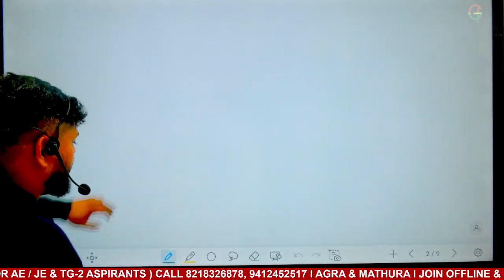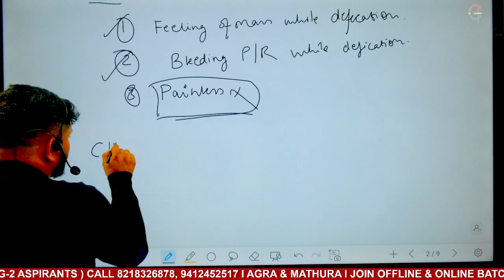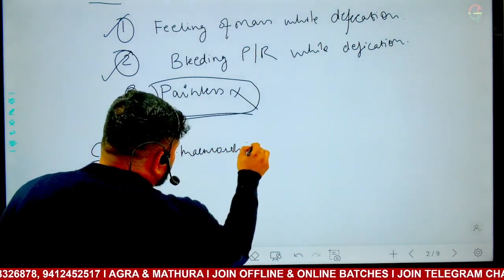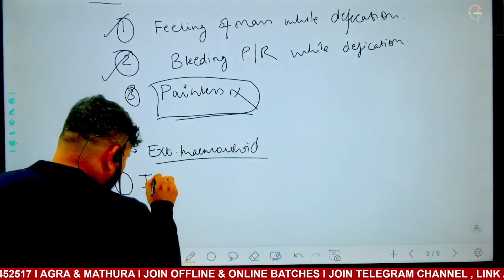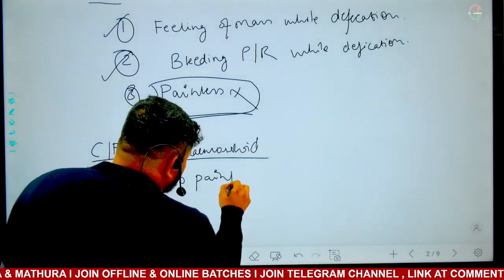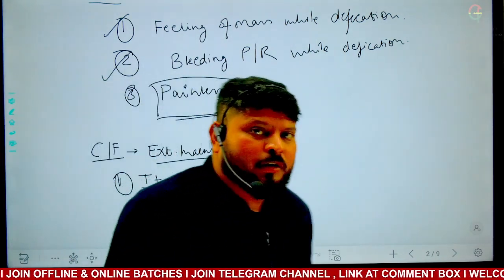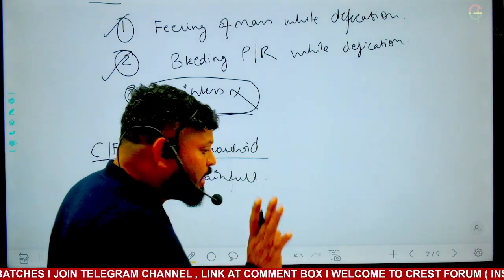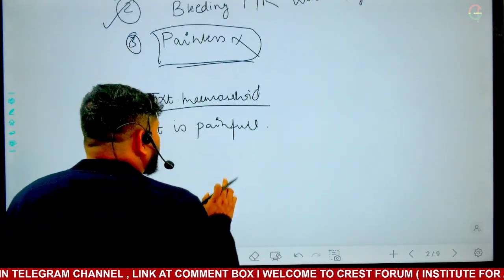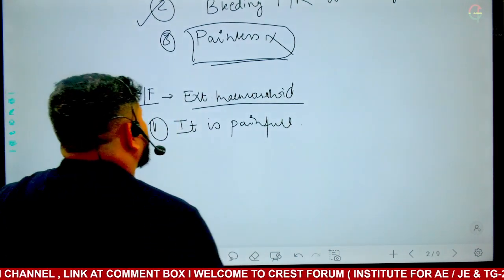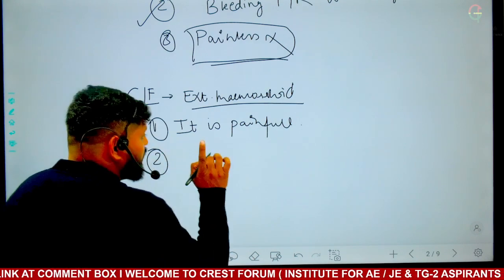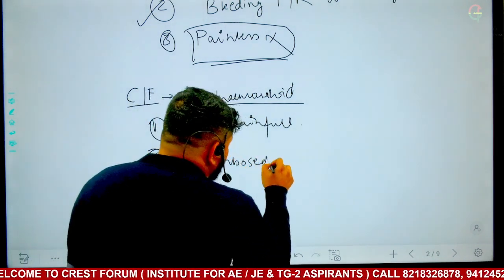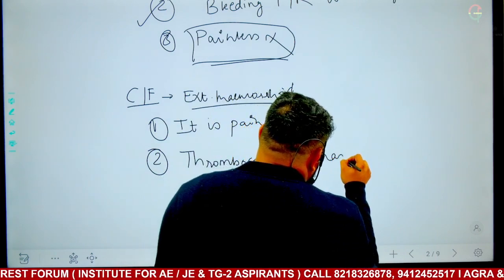Because of the somatic nerve supply, the clinical feature of external hemorrhoid is that it is painful. Painless or painful is in itself a differential to rule out whether it is an external hemorrhoid or an internal hemorrhoid. Everything is making sense. Are you understanding? Now, in the external hemorrhoids they are thrombosed piles mass. What happened?